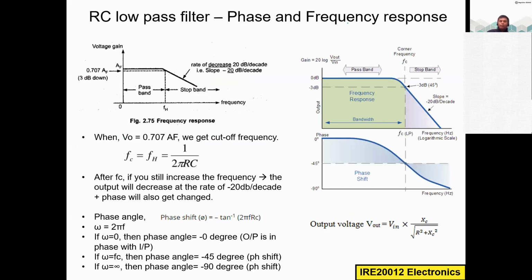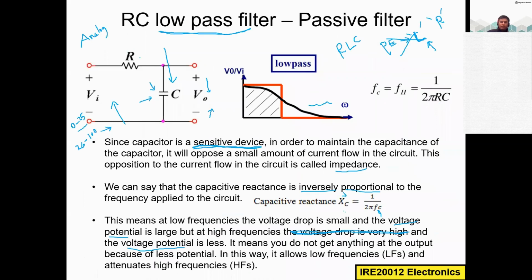This is the phase and frequency response of the RC low pass filter. Just see this graph here. When VO is equal to 0.707, what is 0.707? That is 1 divided by the square root of 2. This is also a standard value. Try to remember. At this point, we get the cutoff frequency. The cutoff frequency formula is 1 divided by 2 pi RC, where R is the value of the resistor and C is the value of the capacitor.